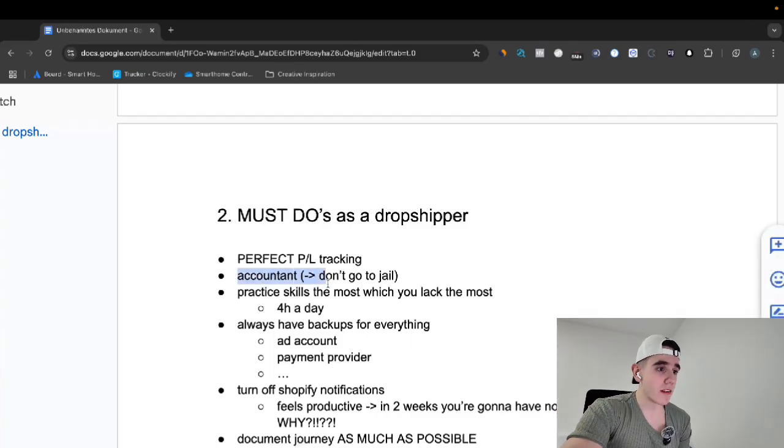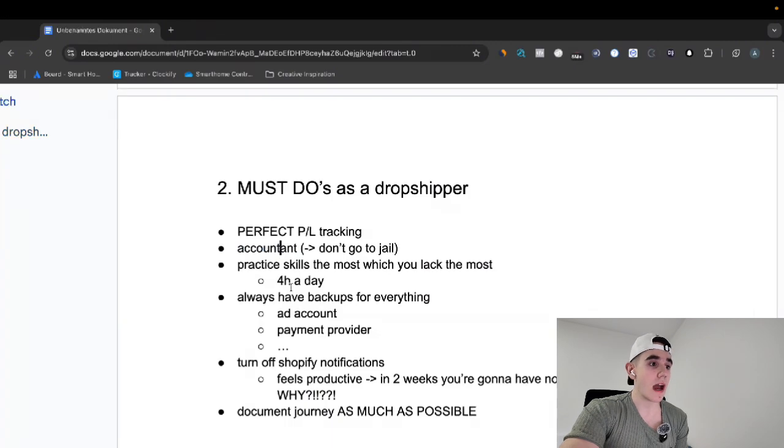Next up, accountant. You don't want to go to jail. I'm pretty sure about that. And so you need to pay your taxes right. And that can be a very complicated topic when you're selling to EU because of VAT. So you definitely need to speak to an accountant if you're not an expert in that area. However, don't get scammed. There are some really expensive ones that are too expensive. And so don't let them pull the money out of your pockets.